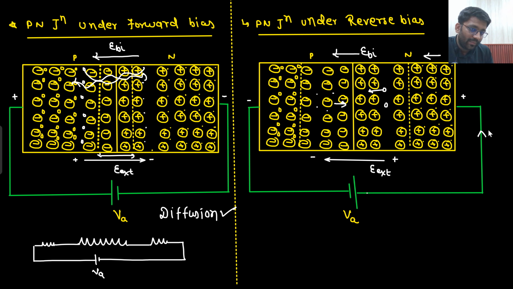That means in the wire there will be a current in this direction. Holes are drifting in this direction. Electrons are drifting in this direction. That means because of both of them, the current would be in this direction only. So there will be a current in this direction.